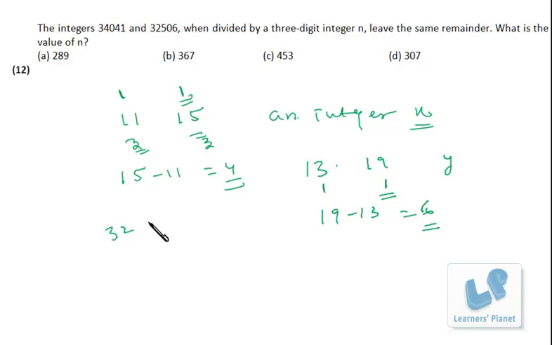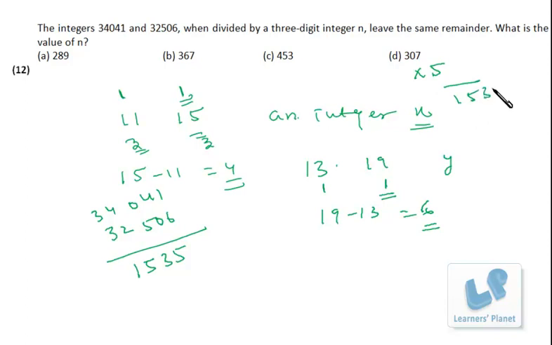We find out the difference of 32506 and 34041. Okay, so it is 1535, but we don't have 1535 over here in options. So let's see if any number is a factor of 1535. So I can just see 307. If I multiply it by 5, I'll be getting 1535. So 307 will be the correct option, since it is a factor of 1535.